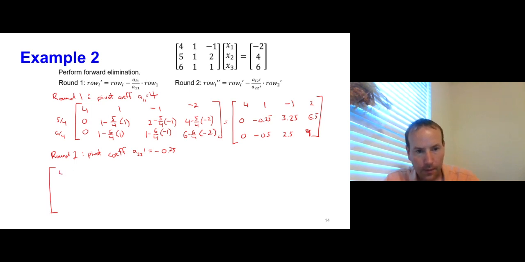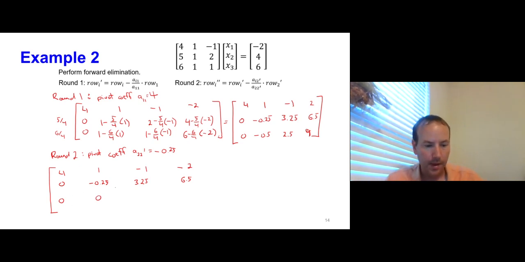Okay, so I'll write these out again. 4, 1, minus 1, minus 2. We don't have to apply elimination on this round again, remember, because we're already done with this one. So this is negative 0.25, 3.25, 6.5. Okay. And then now, because we're on round 2, both of these are going to be 0. And so we only have to apply this formula to the third column and onwards.